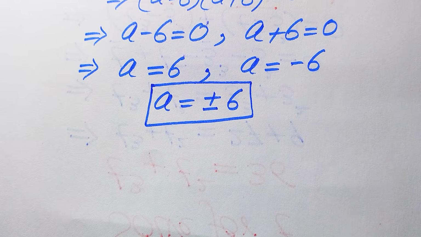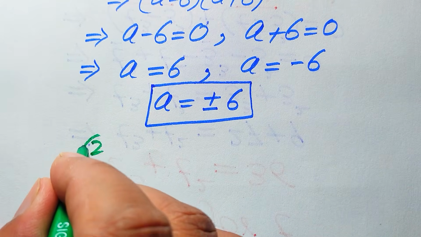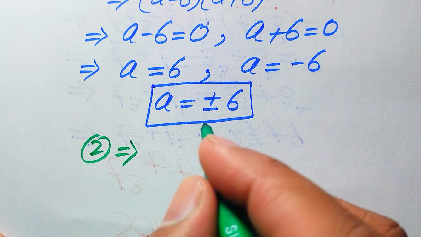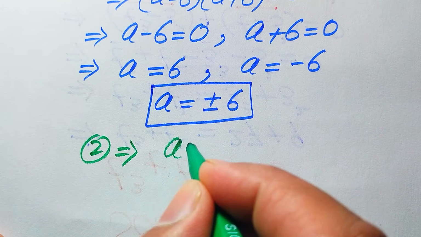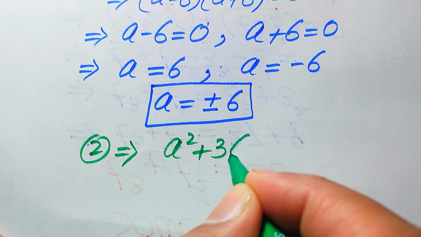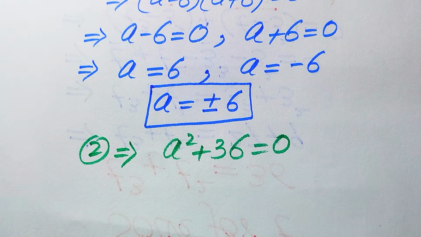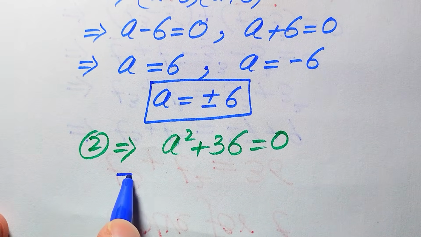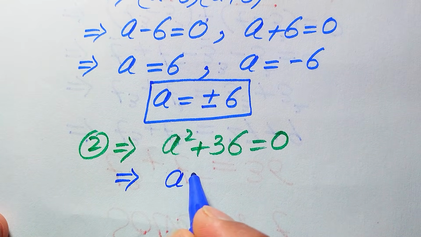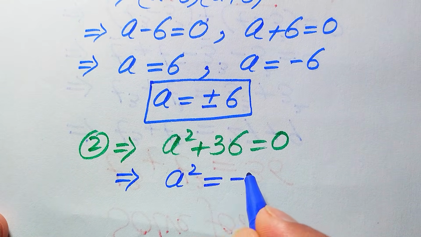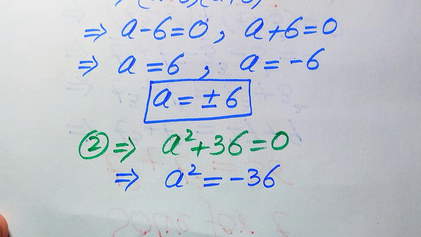Now we need to focus on equation number 2. First, equation number 2 is copied down here. Equation number 2 is a² + 36 = 0. So in this equation we move 36 to the right-hand side, and it will be written as a² = −36.